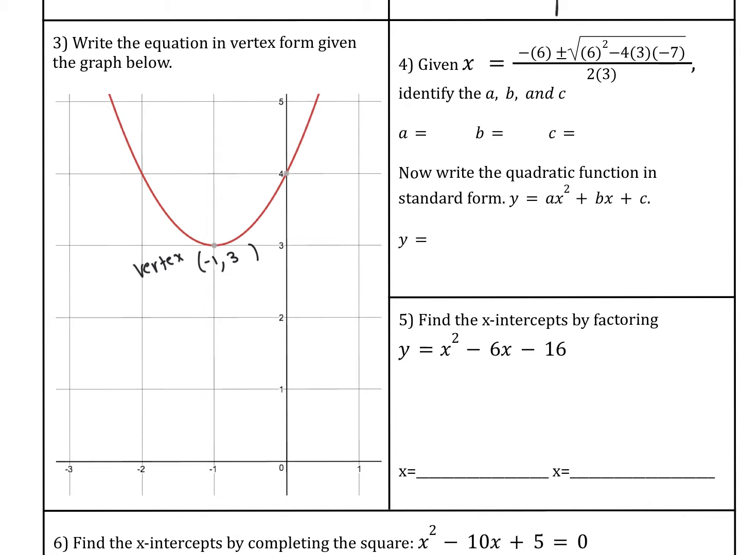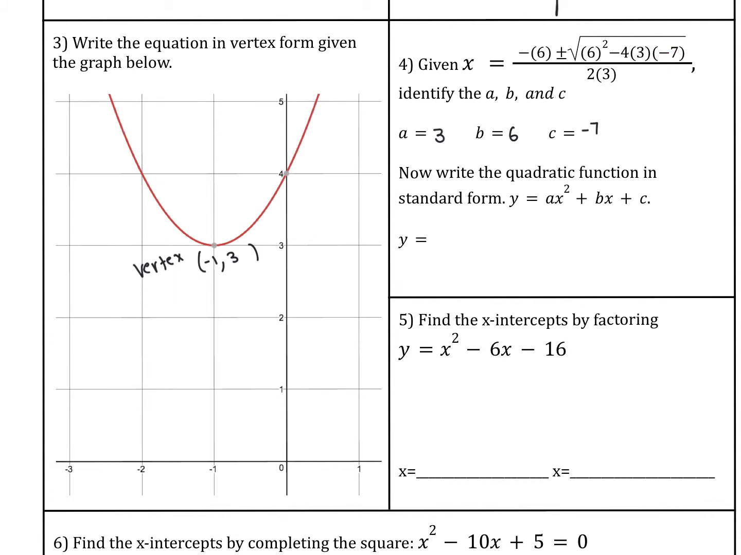For question number 4, the formula is given like that. We are going to find out the A, B, and C. So we know that on the bottom we should always have 2 times A. So the A should be 3. And in here you should have a B. So B should be 6. So if 3 is A, B is 6, then this number 4AC, so C would be negative 7.